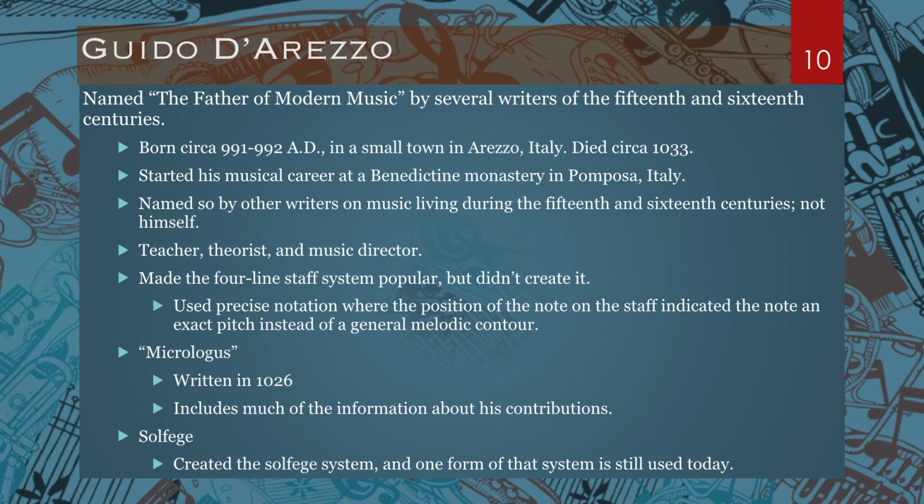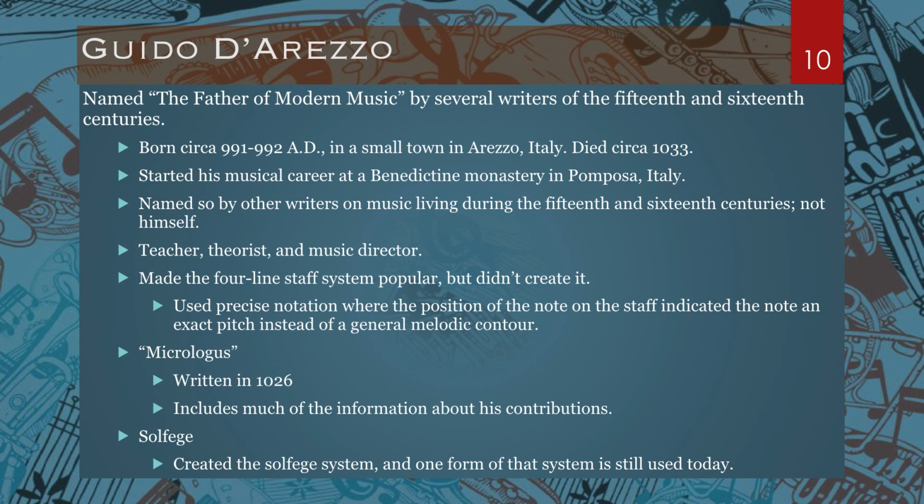And one of the people who's responsible for our development of music is a man named Guido di Arezzo. He's nicknamed the father of modern music by several writers of the 15th and 16th centuries. And that's a pretty good title considering everything that he did. He was born around 991 to 992 AD in a small town in Arezzo, Italy. He died in about 1033.